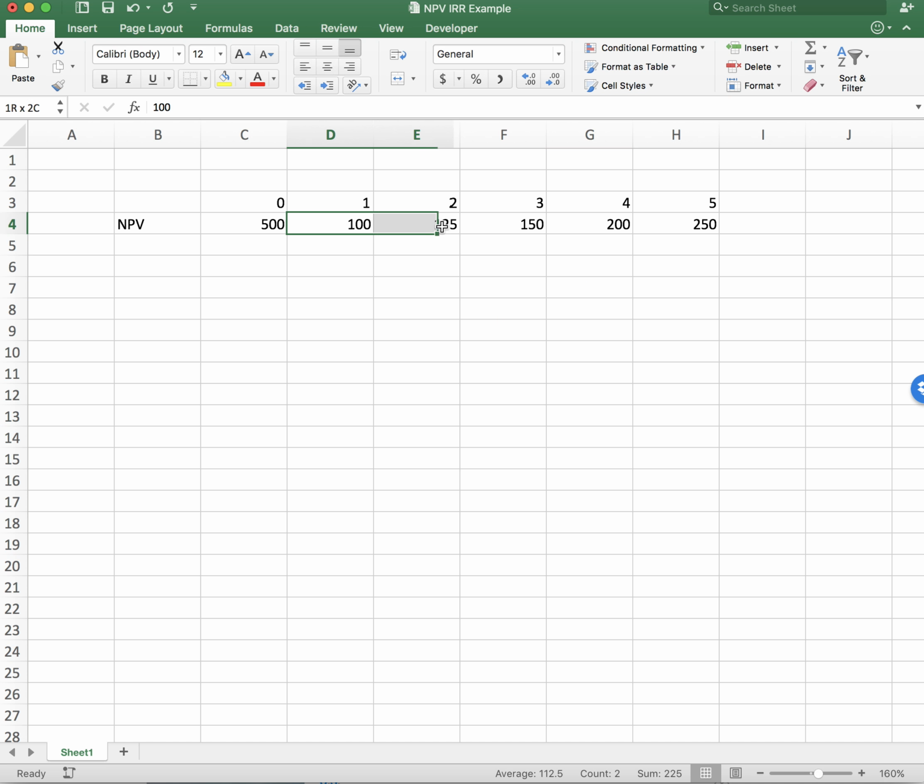If these were all the same number, if they were all 100, we could do this on a calculator. It'd be very simple to do. But because it's not, this is money going out, this is money coming in, and all these numbers are different, we're going to do it on a spreadsheet. So we're looking for net present value.